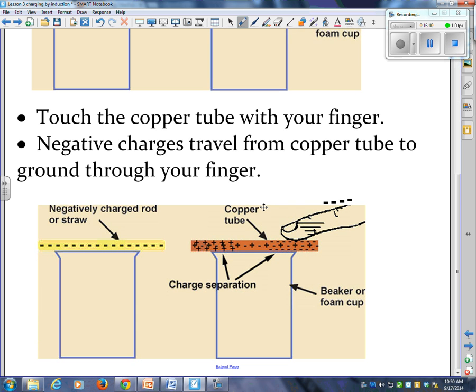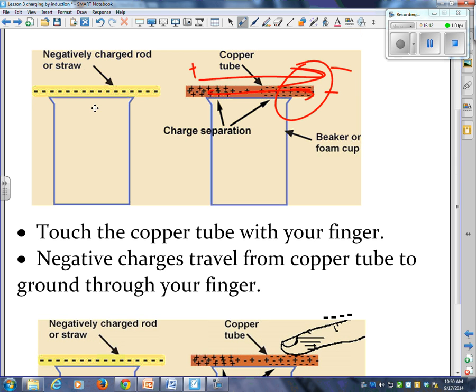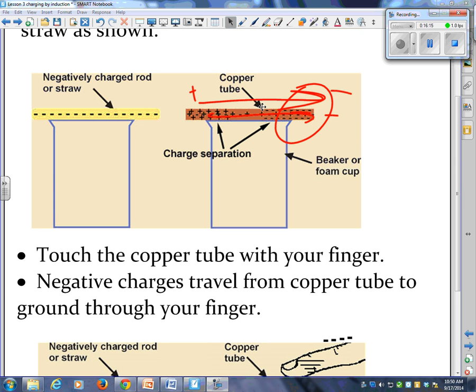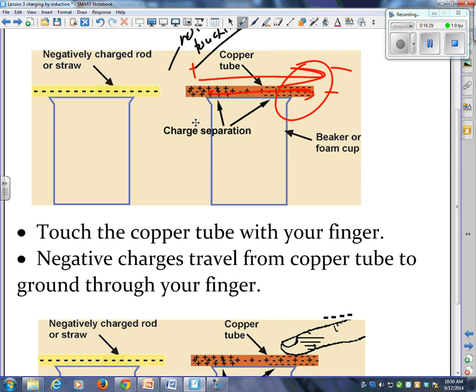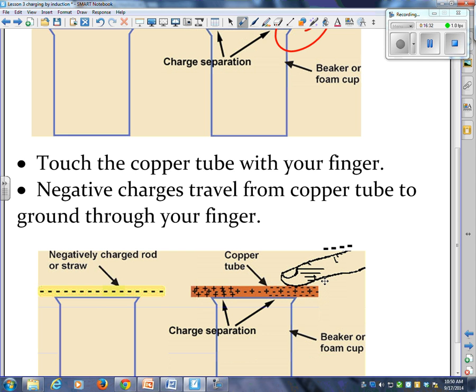Oh yeah, you guys need this, right? Okay, so draw that quick. But notice here, this is not touching. See this? We have to draw that? Not touching, right? Yes, Blake, just making sure. Not touching. Then when you touch the tube, where do the electrons go? In your finger, to the ground. Electrons flow off that copper tube. Yes, draw them. Draw them both.